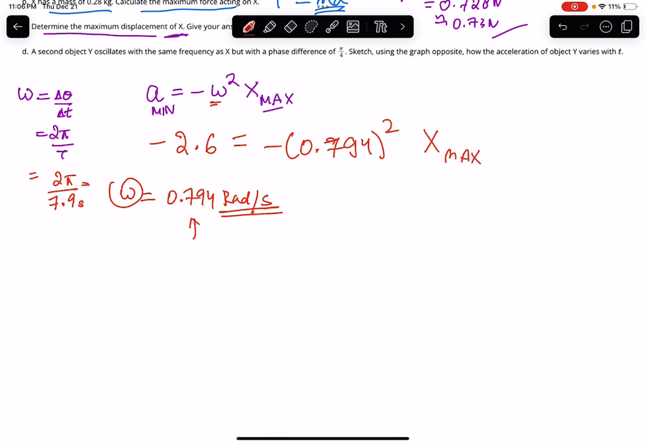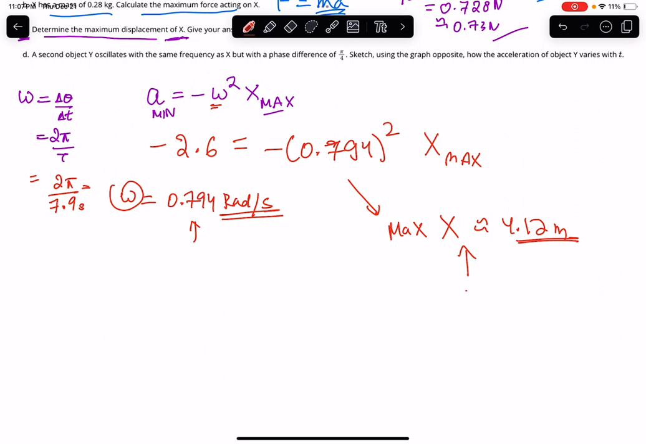If you put this on the calculator, then let's go about solving it. If you solve for the maximum displacement x, you get roughly about 4.12 meters. And they're saying that the answer for the maximum displacement is roughly around 4.11 meters. So it's roughly the same.